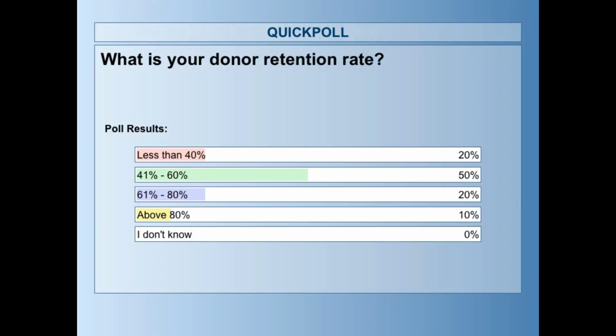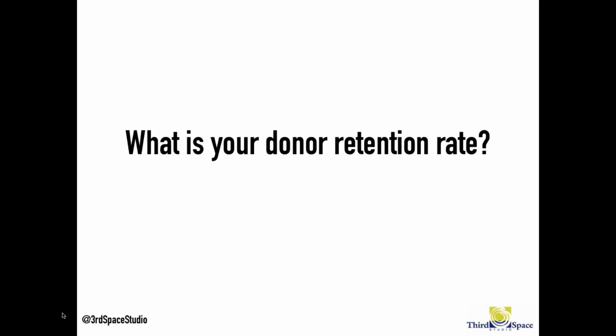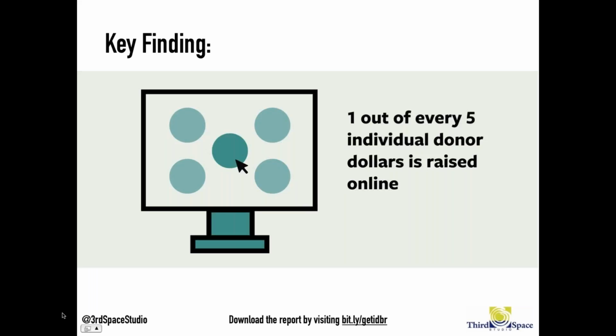All right, let's move on. Another of our key findings from the benchmark report: 1 out of every 5 individual donor dollars is raised online. So 20% of individual donor revenue comes in online. This has been growing each year. So it was 13, 14, 15, 16. It's been slowly inching up, and I think will continue to inch up.